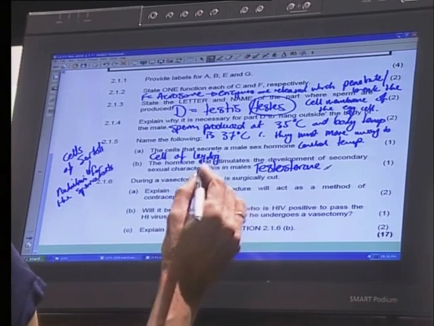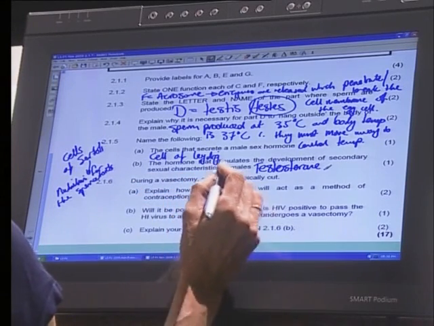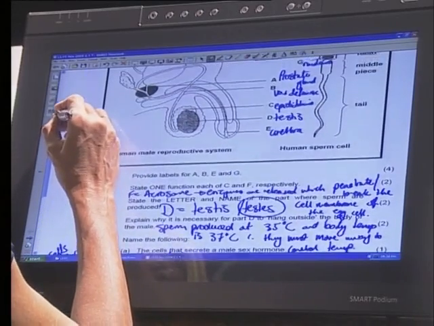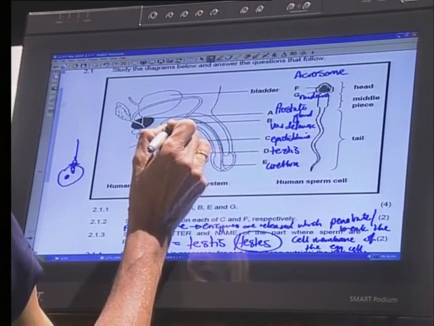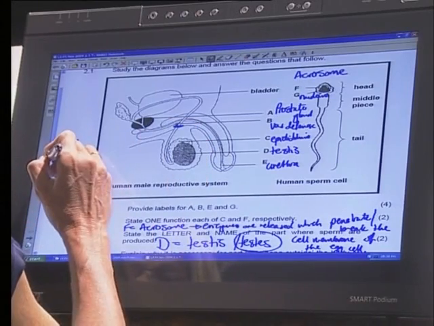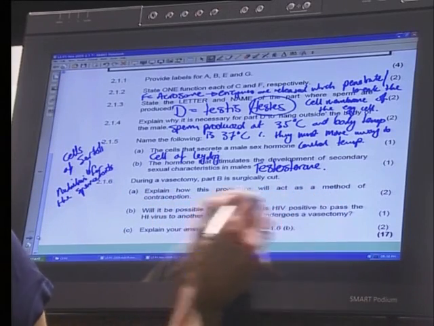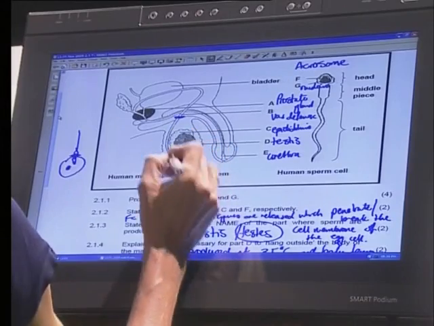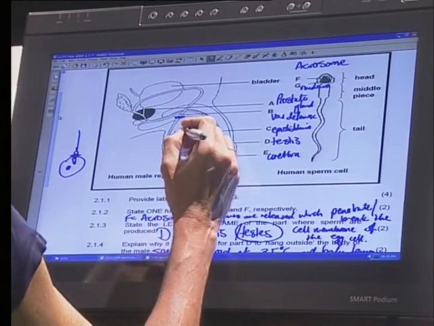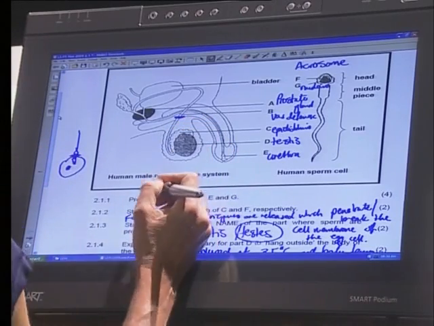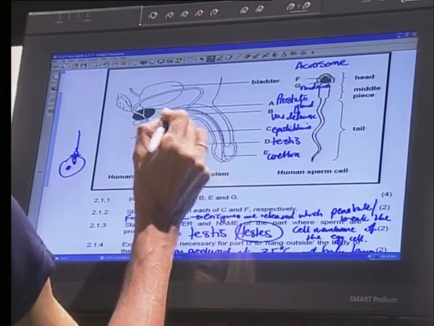Describe a vasectomy. During a vasectomy, part B is surgically cut. So let's just have a look here again. Where's part B? It's the vas deferens that gets cut. All right. Now, it says, explain how this procedure will act as a method of contraception. Because when you cut, remember, the testes are going to carry on producing the sperm cells. And the sperm cells then will go into the epididymis, and when they're ready and they mature, they're going to move into the vas deferens. But the vas deferens is cut. It's like having a road with a bridge, and the bridge is smashed down.